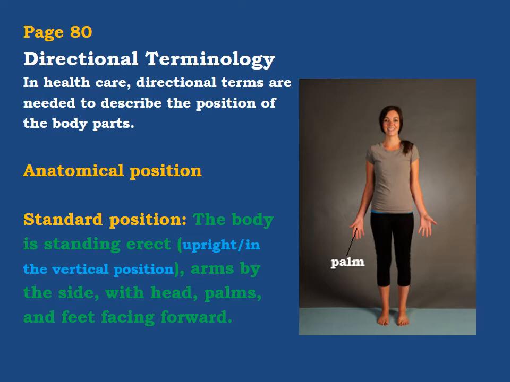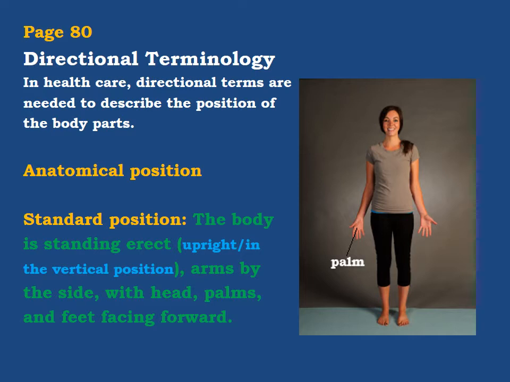When we talk about where, let's say, is the heart located? Where are the lungs located? Where is the colon located? So we need to learn some words to help us describe the position of these parts. But before we go to these terms, we need to learn something about what is called anatomical position.